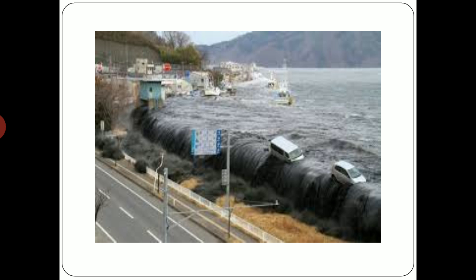The speed of a tsunami wave is like a jet plane. It is almost 750 kilometers per hour, and in a day it can cross the entire Pacific Ocean. Try to imagine how fast and how huge it would be, that it covers the whole Pacific Ocean in a day.